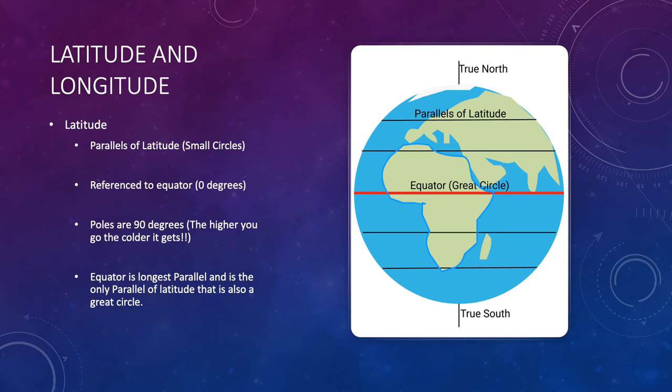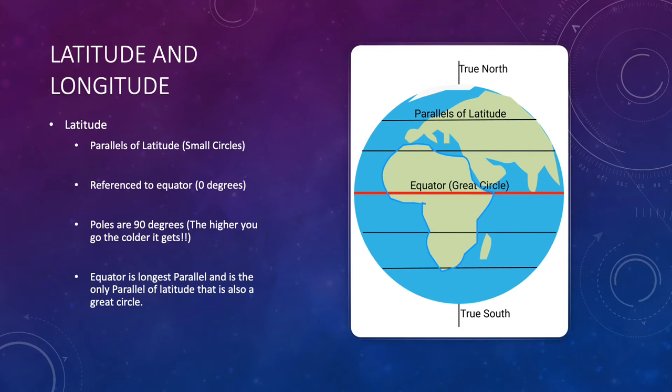Now the latitudes are always parallel to the equator, so they're at equal distance all the way around. So the equator is considered at 0 degrees latitude, all the way up to the north or the south pole, which is considered 90 degrees. Okay, and obviously the higher we get, the colder it gets as well. Okay, so it's the coldest at 90 degrees latitude by the poles, and the warmest generally at that 0 degrees around the equator.